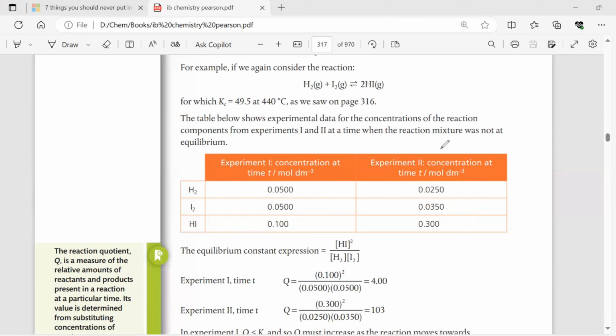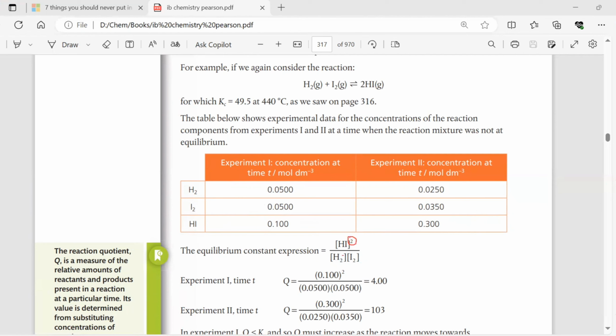We don't know. But we can know how far it is from the equilibrium by putting the values into a parameter called the equilibrium quotient. Now the equilibrium quotient will be the same expression as that of the equilibrium constant: product concentrations to the power of stoichiometry divided by reactant concentrations to the power of stoichiometry.